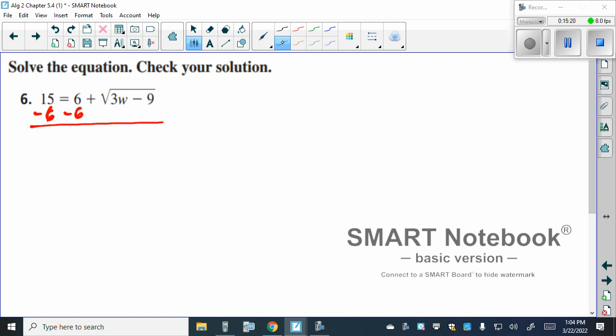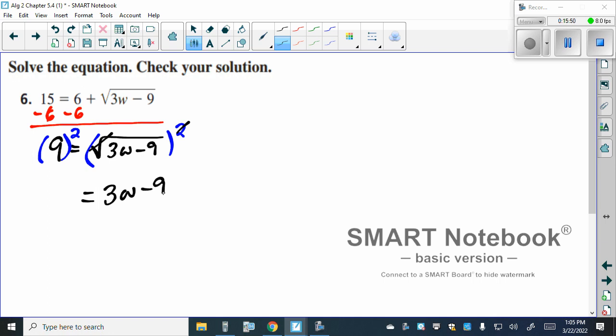Now 15 minus 6 is 9, which is equal to the square root of 3w minus 9. Well, what do we need to do next? Square it. We need to square both sides. The square root and square would cancel, leaving us with 3w minus 9. 9 squared is 81.